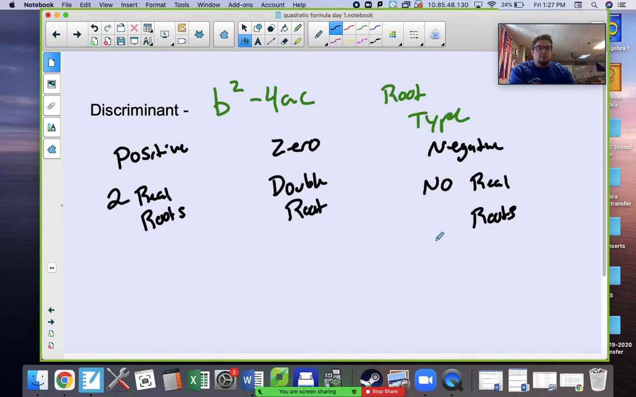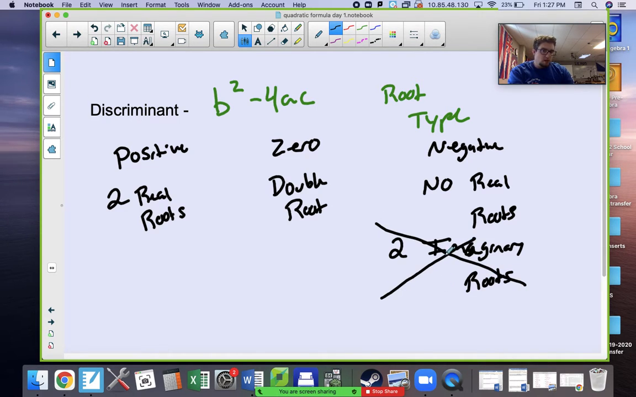If you study it further, we actually have two imaginary roots. But for us in Algebra 1, we're not going to concern ourselves with what those imaginary roots are. We're going to keep it simple. If we have a negative discriminant, we do not have any real roots to find.